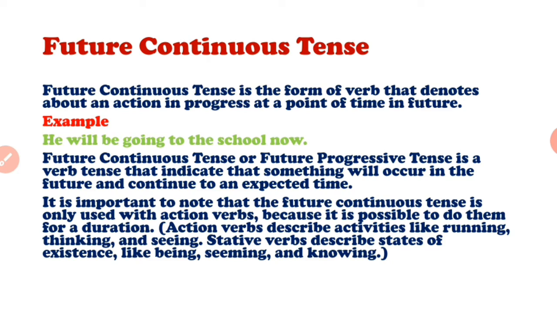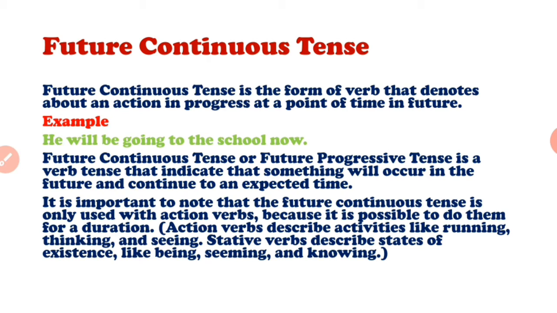Future continuous tense or future progressive tense, it means both are one, is a verb tense. We should check this one. A verb tense that indicates that something will occur, it means happen in future, and continues to an expected time. It means in the future time, at that point of time, that action will continue. It means that verb will show the continuity of that action.